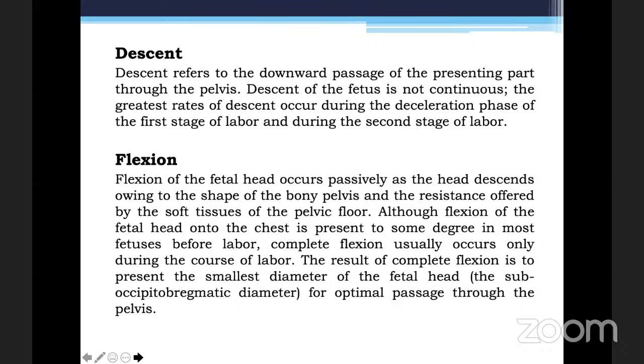Flexion of the fetal head occurs passively as the head descends, owing to the shape of the bony pelvis and the resistance offered by the soft tissues of the pelvic floor. Although flexion of the fetal head onto the chest is present to some degree in most fetuses before labor, complete flexion usually occurs only during the course of labor. The result of complete flexion is to present the smallest diameter of the fetal head, the suboccipitobregmatic diameter, for optimal passage through the pelvis.